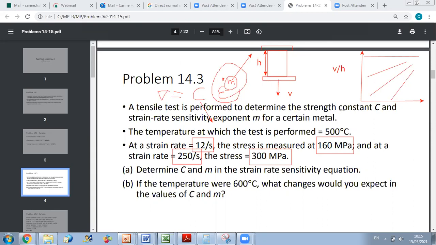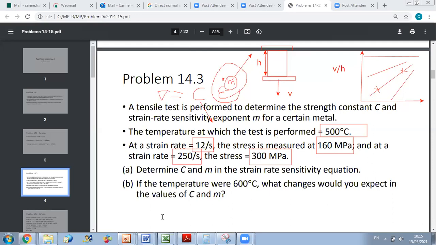Now, first they gave us a fixed temperature. So for a fixed temperature, we have constant values for C and m, and to determine C and m, we just need 2 points on the graph. So it's similar to the calculation of the strain hardening exponent and strength coefficient. To calculate C and m, we need to write 2 equations. Each point will give us 1 equation.